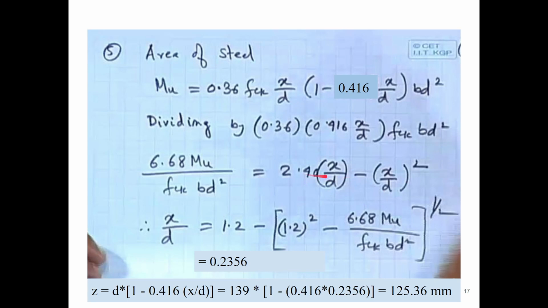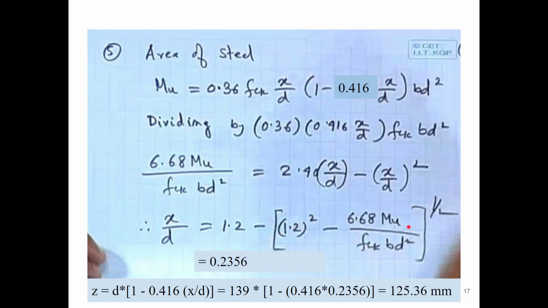Leaving x by d on one side and shifting the other terms to the other side, we get x by d equal to 1.2 minus 1.2 square minus 6.68 Mu by fck bd square, whole to the power half. I think we have already discussed how we derived this in singly and doubly reinforced beams. So this is the equation basically.